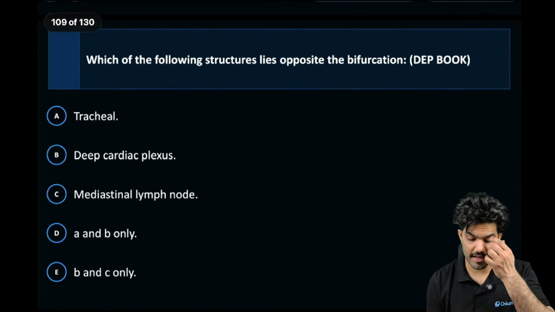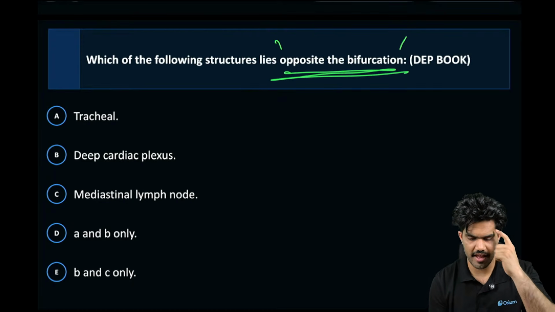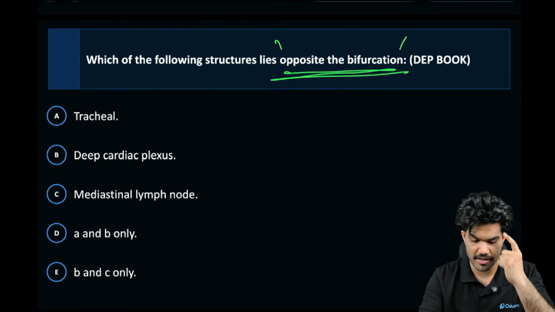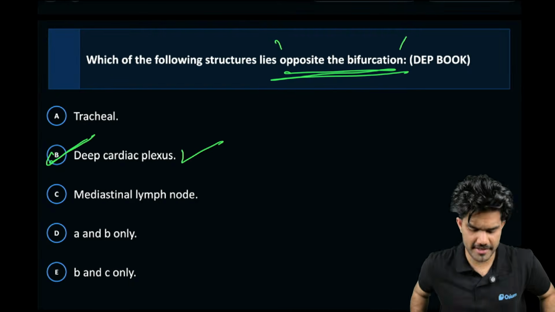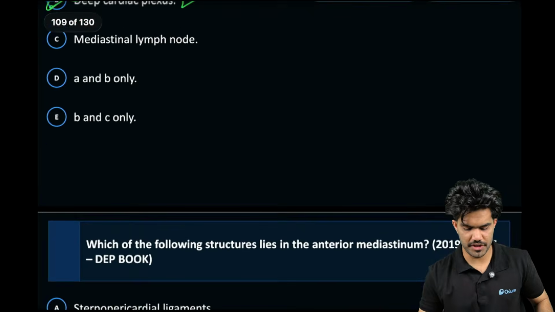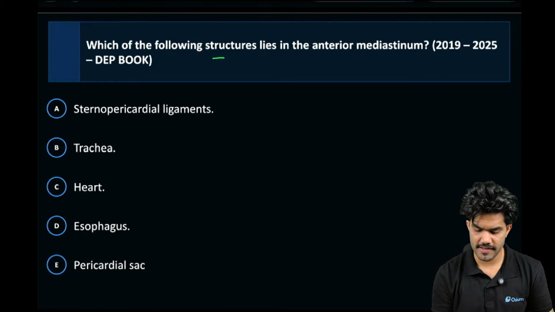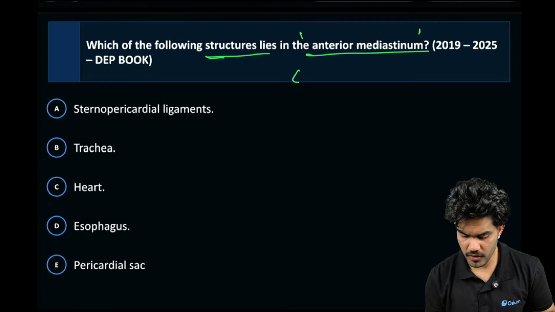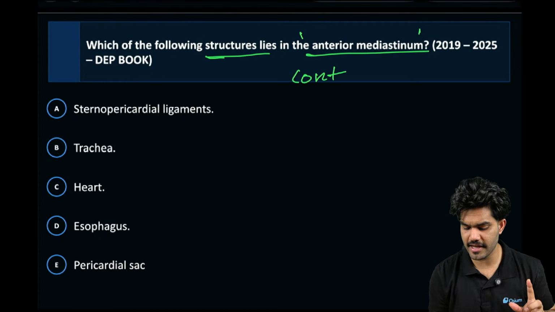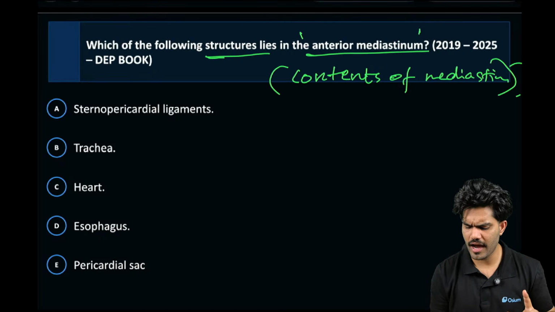Which of the following structures lies opposite to the bifurcation? Think about it. Yes, the deep cardiac plexus. Is it right? Yes. We are about to finish. Which of the following structures lies in the anterior mediastinum? Now we are going to start the mediastinum. In the mediastinum, the contents of the mediastinum are very important. You have to know, you have to memorize.